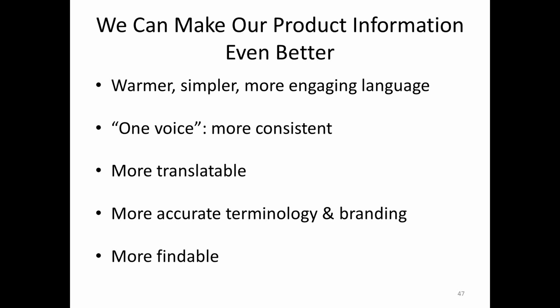We can do even better with our product information. We can deliver it with language that's warmer and simpler and more engaging. We can speak with one voice, regardless of where it's created in the organization, geographically or by department. We can speak with one voice to make it consistent, with consistency of touch point from one end of the buyer's journey to the other. We can make it more translatable, and therefore produce better language when it's translated. We can have more accurate, more consistent terminology and branding so that we're always speaking with one voice. And finally, certainly not least, we can make it more findable, putting the right keywords in the right places so that we first get it found, and then we get it read.